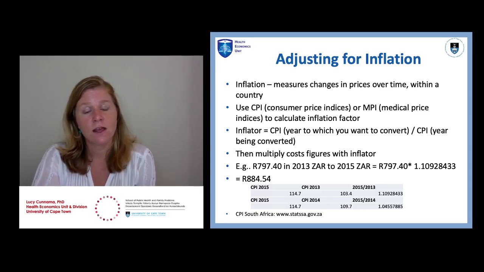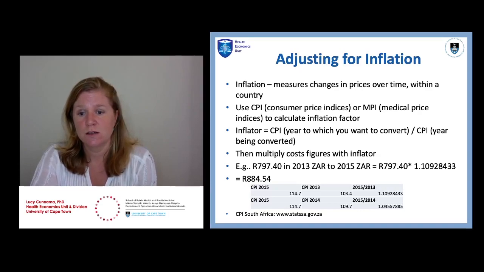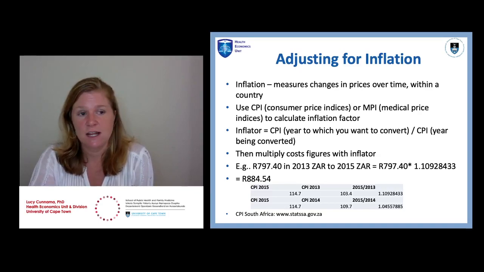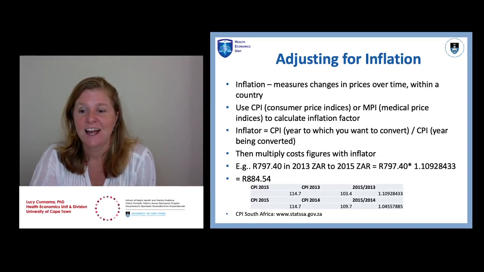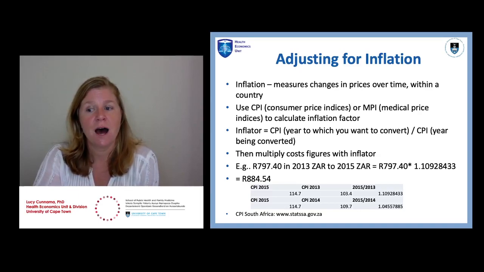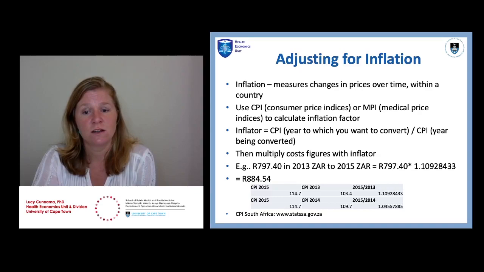We would then use this, so say for instance one of our items costs 797.40, and we want to convert that to 2015 rands. We would multiply that 797.4 by our inflator, and we would find that the 2015 rand equivalent is 884.54. And that's how we would easily do an inflation.